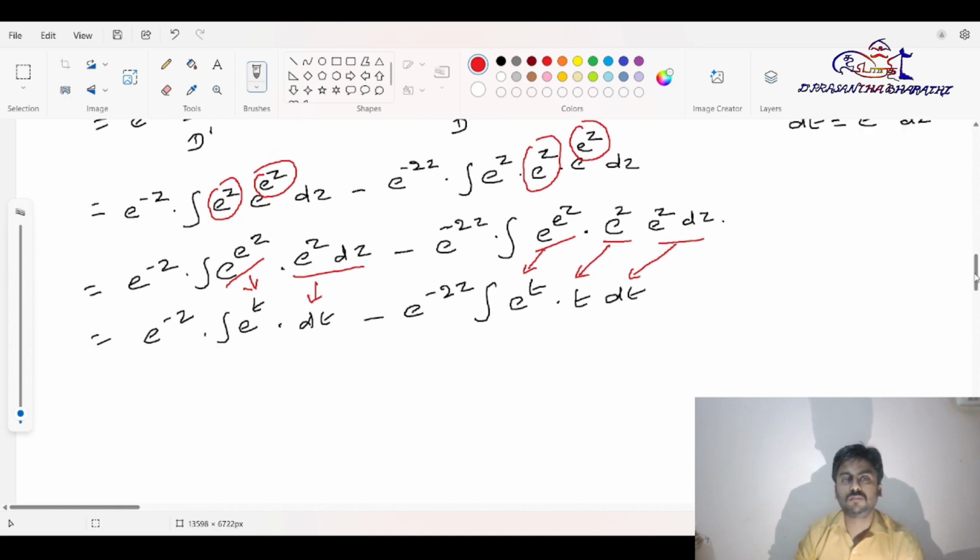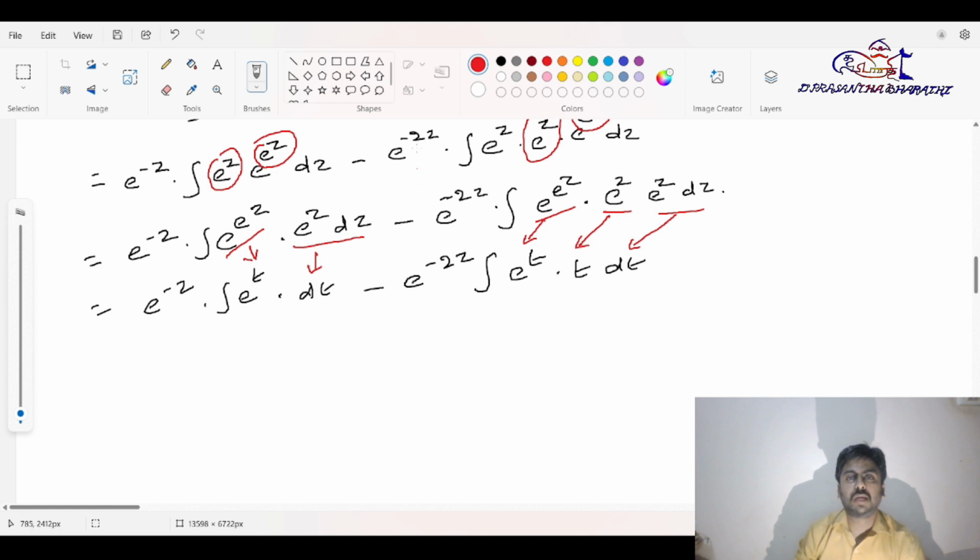Now you can easily solve this. See what is happening. e power minus z integral e power t dt is here, minus e power minus 2z into integral t e power t dt. So here it is normal integration.